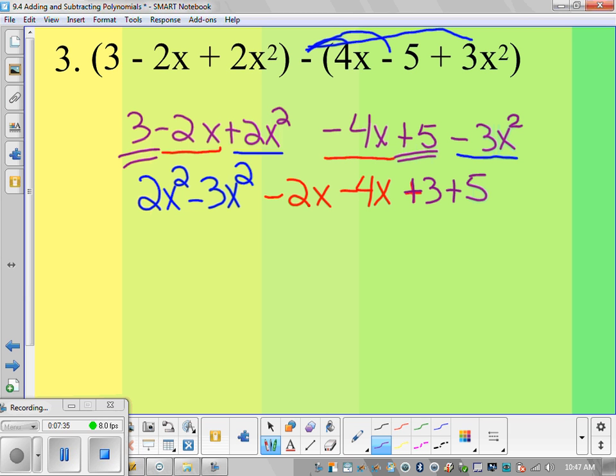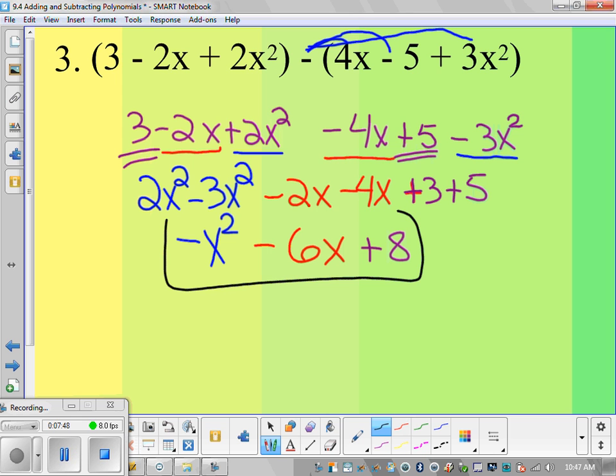So 2 minus 3 is a negative 1, or negative x squared. Negative 2x and negative 4x is negative 6x. 3 plus 5 is 8. Our final answer is negative x squared minus 6x plus 8.